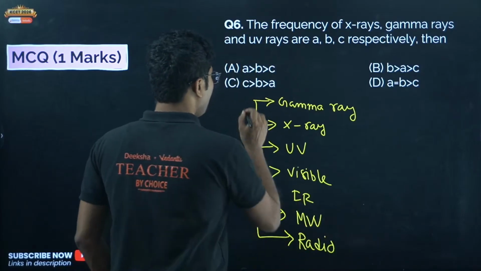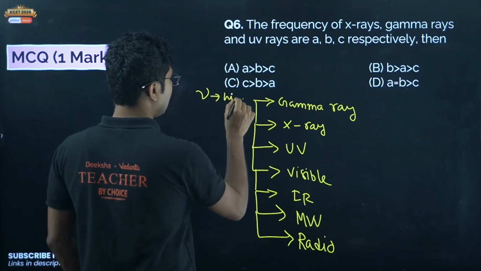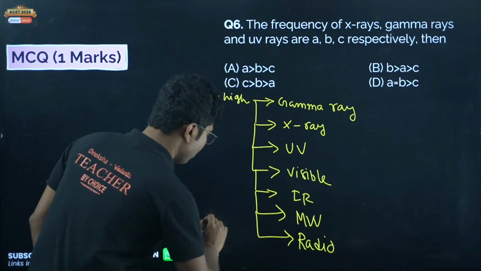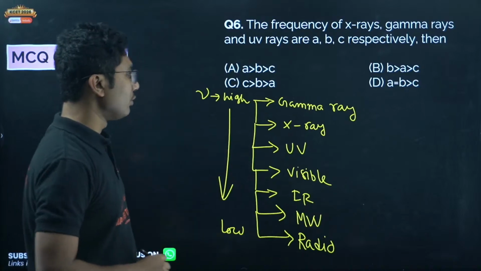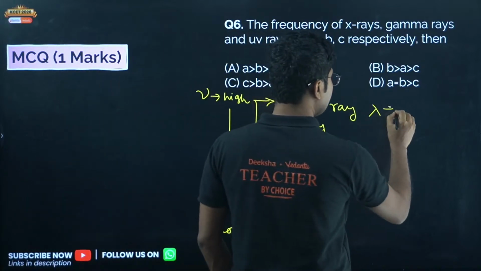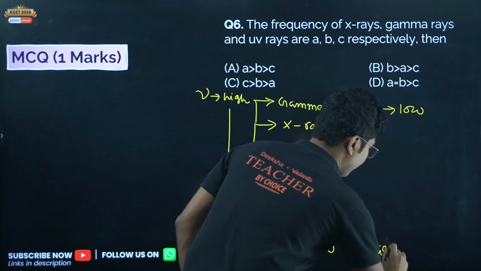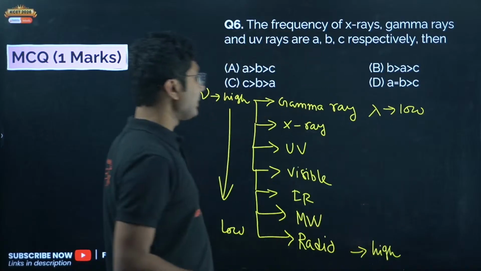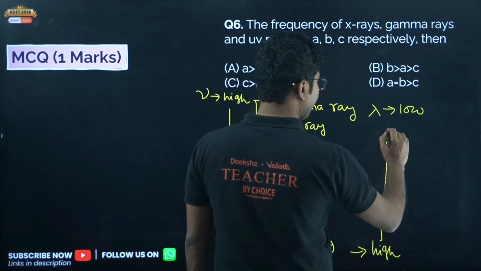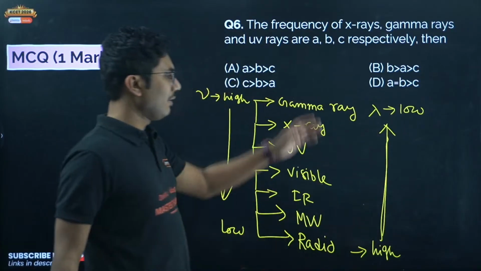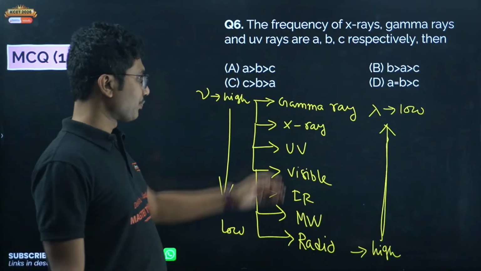Now if you go from here, the frequency is high, and here it is low. In this direction frequency is going from high to low, and wavelength here is low and this is high. So in case of wavelength, when you are traveling from gamma ray to X-ray, the wavelength decreases. When you are traveling from gamma ray to radio, wavelength increases and frequency decreases. So remember this.